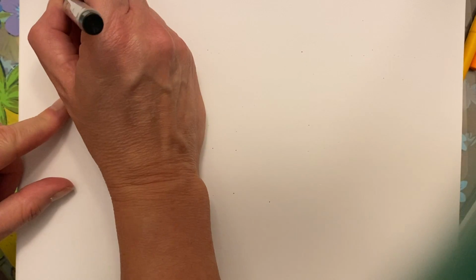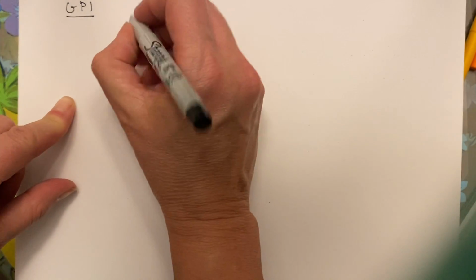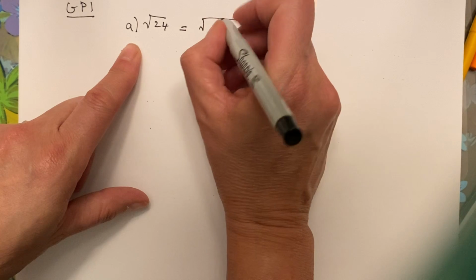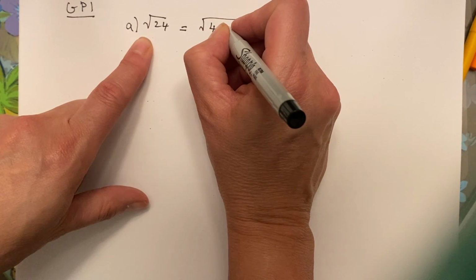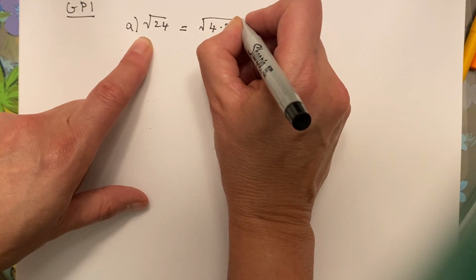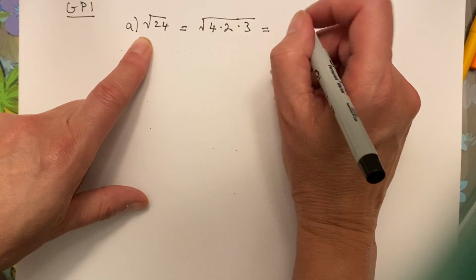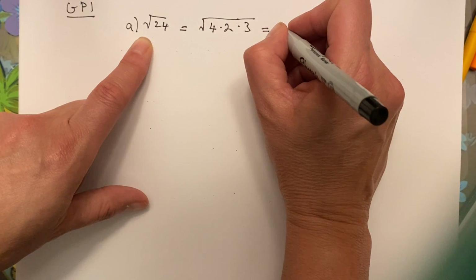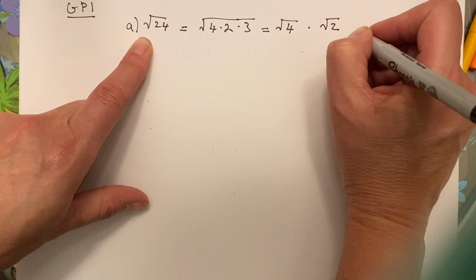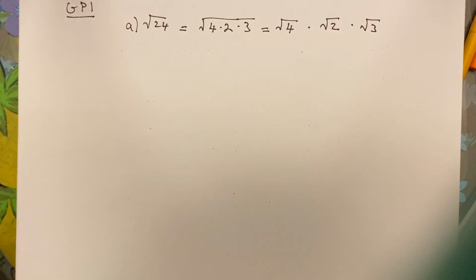Okay, Guided Practice 1. Let's simplify square root of 24. What factors go into the square root of 24? Well, I see the square root of 4 times 2, which gives me 8, times 3 is 24. So I can separate this into 3 square roots that are multiplied by each other. Square root of 4 times the square root of 2 times the square root of 3.